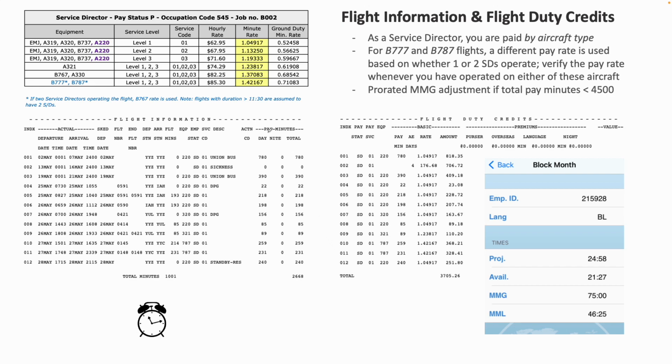We can see when looking at pay minutes within my flight information for the May month, when taking all of these different index entries and adding up all of the pay minutes, we get a total of 2,668 minutes, and that is of course less than 4,500. So there will be an MMG top-up that has to be calculated, and we're going to explore that on the next slide.